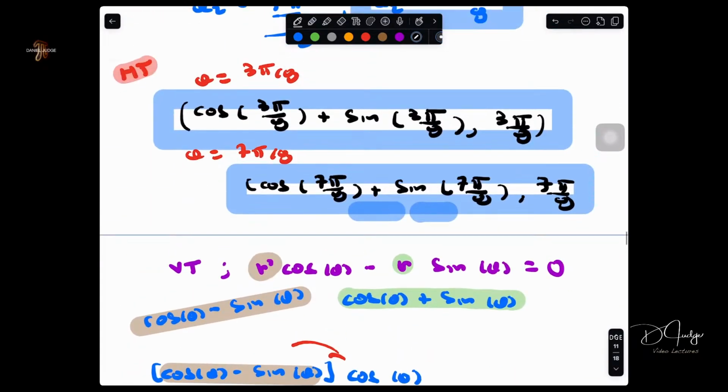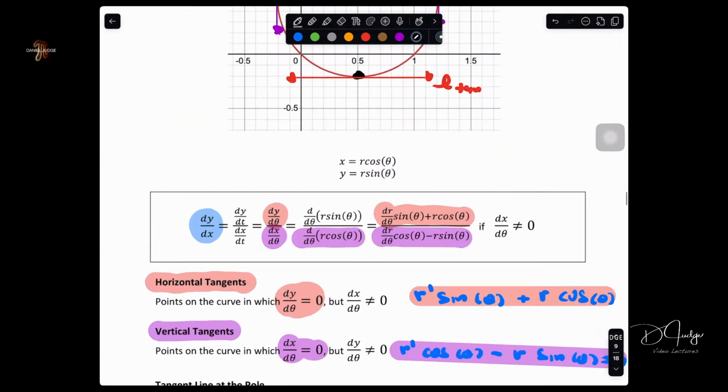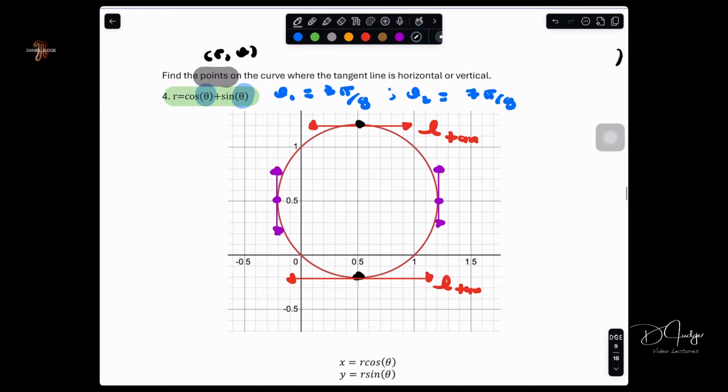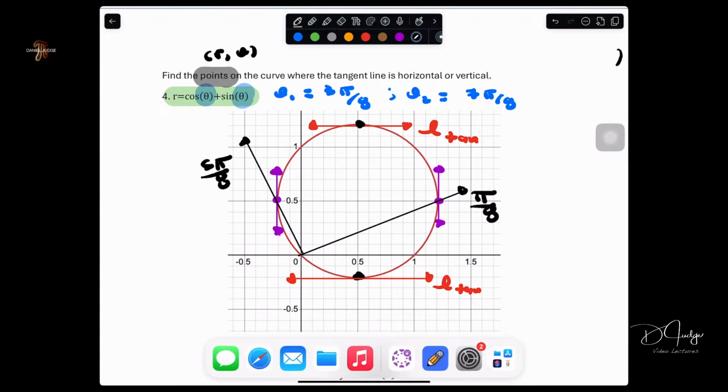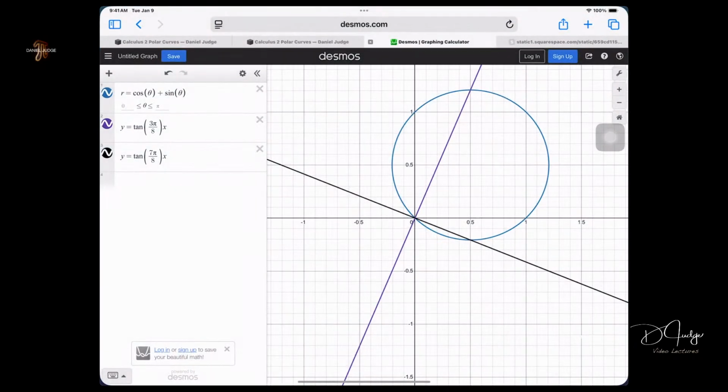Now, going back to the picture here, this angle, this is pi over 8. Over here, we do this, 5 pi over 8 for theta. So you can even go to Desmos if you like and verify that, pi over 8 and 5 pi over 8.